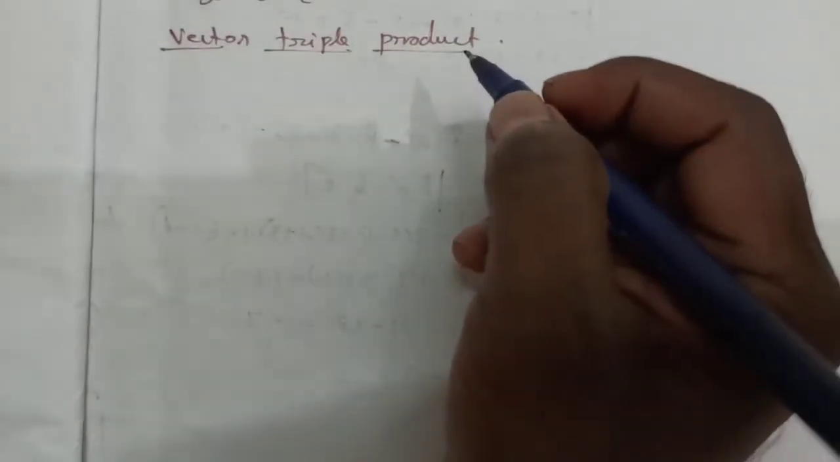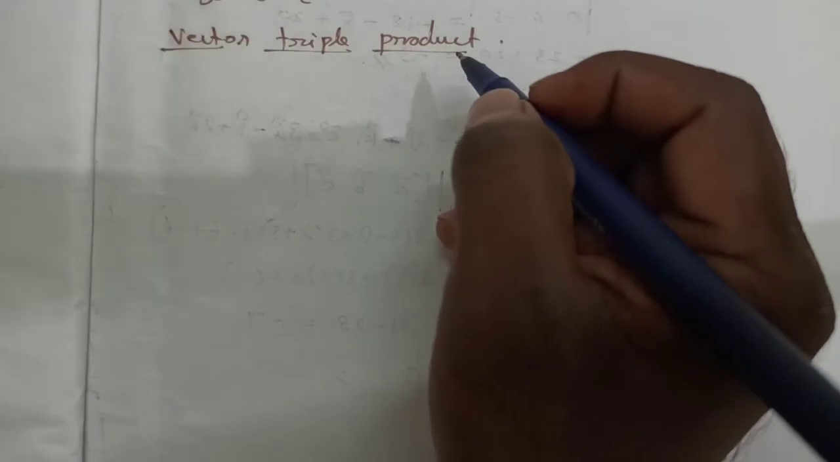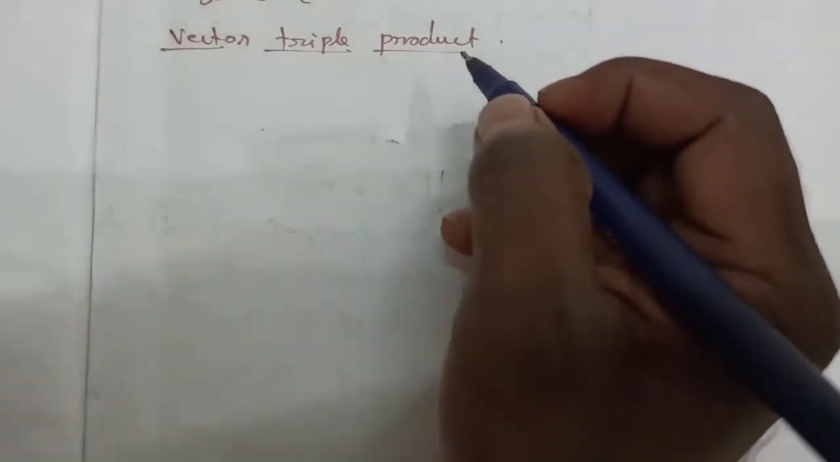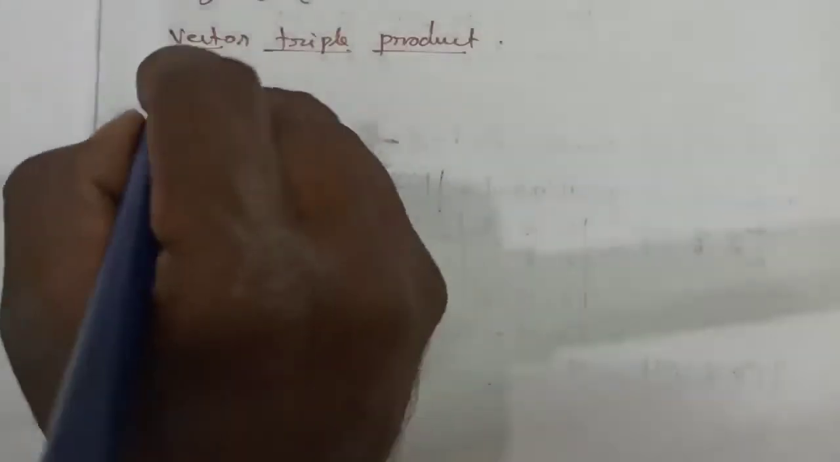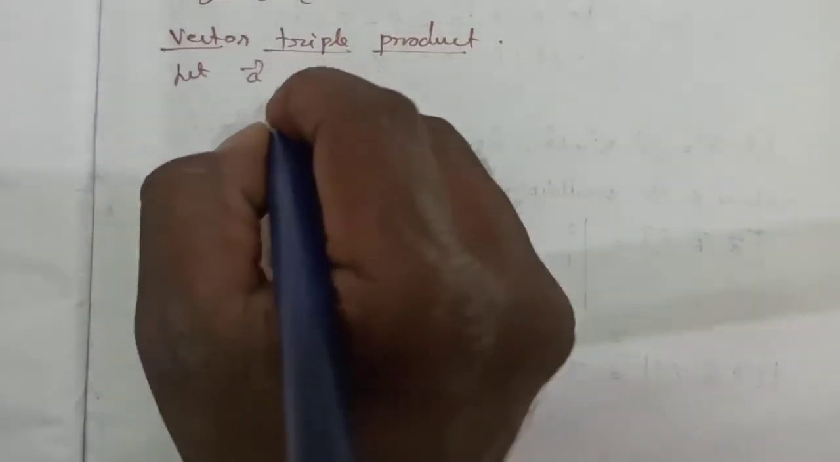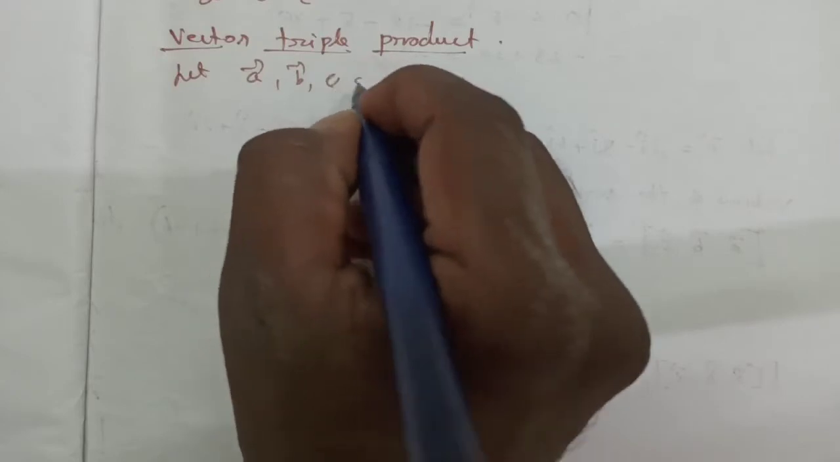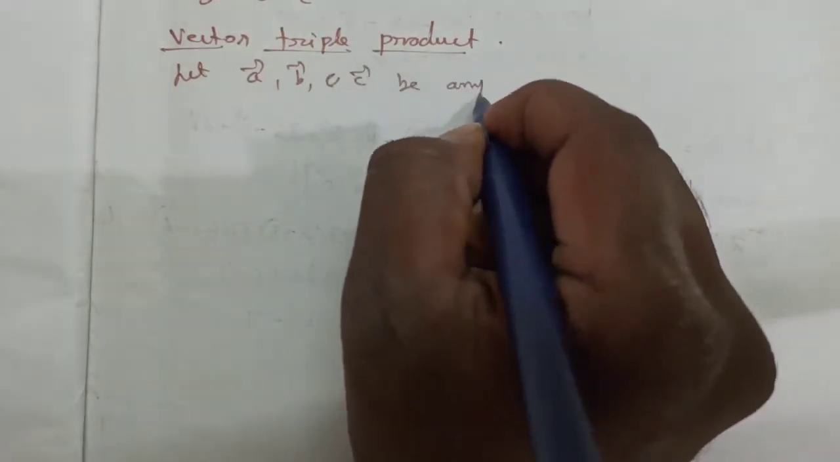Hi students, in this video we are going to discuss the vector triple product. In the previous classes we have discussed the scalar triple product. In the scalar triple product, one cross product and one dot product will be there. In the vector triple product, triple means 3. So let me take A vector, B vector and C vector to be any 3 vectors.